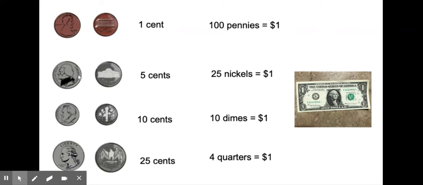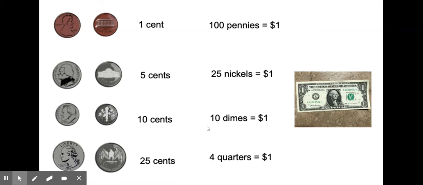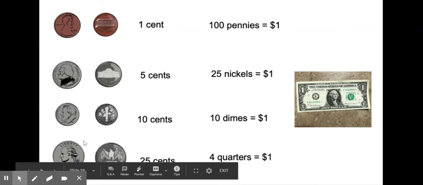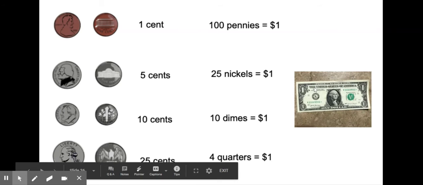This coin is called a nickel. It is worth 5 cents. 20 nickels equals $1. This coin is a dime. A dime is worth 10 cents. 10 dimes equals $1. The last coin is a quarter. A quarter is worth 25 cents. We need 4 quarters to make $1.